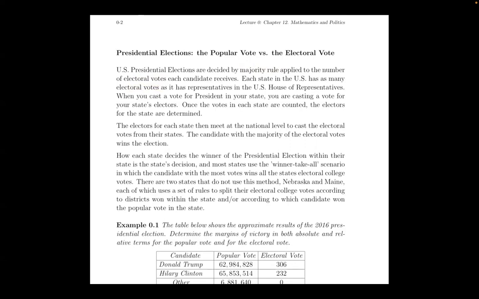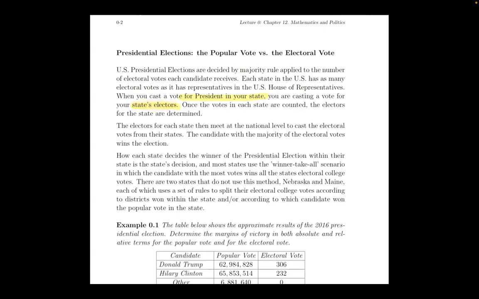So when you cast a vote for the president in your state, you're actually casting a vote for the state's electors. So down below, we're going to consider the 2016 election between Donald Trump and Hillary Clinton. Had you voted in that election in 2016, and perhaps you voted for Donald Trump, then what you were actually voting for was to choose the state electors that would cast the state's electoral votes for Trump. Or vice versa. If you voted for Clinton, you were voting to choose the electors that represented Hillary Clinton for that state.